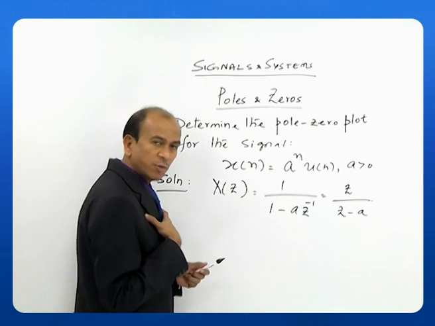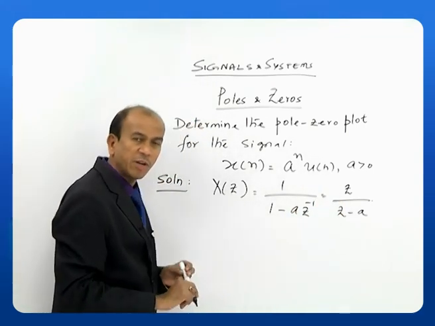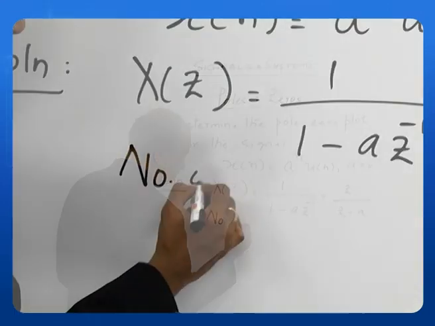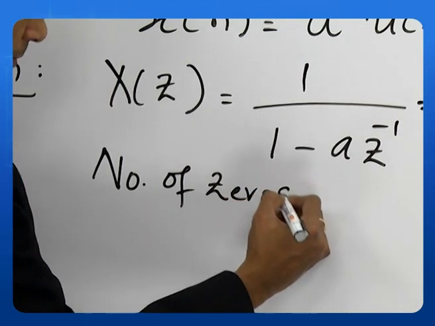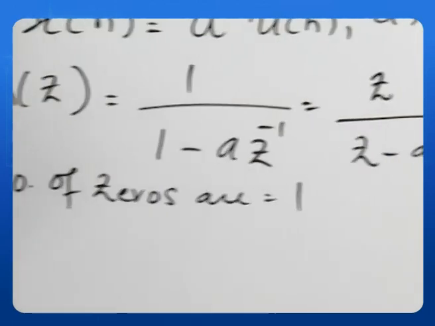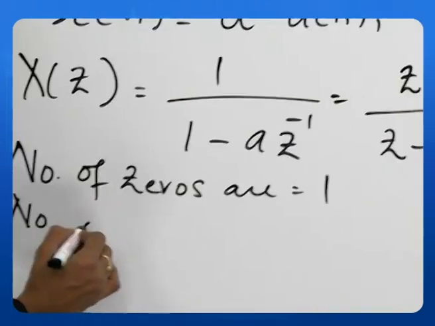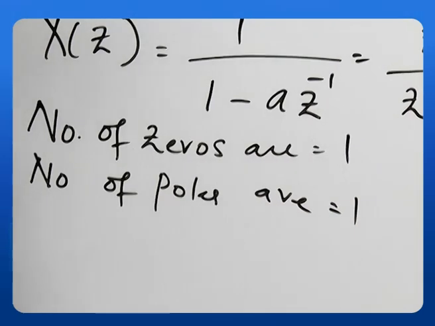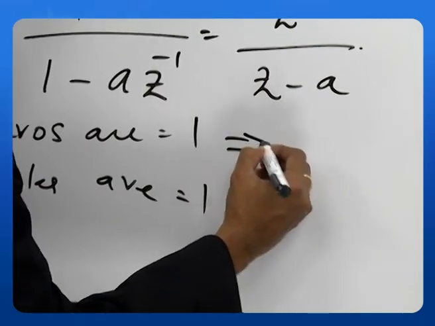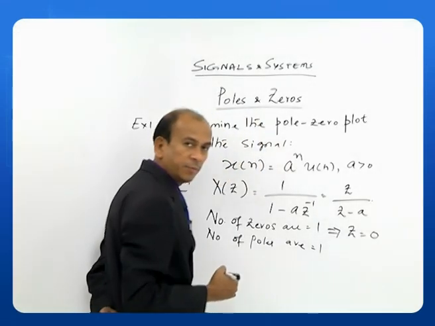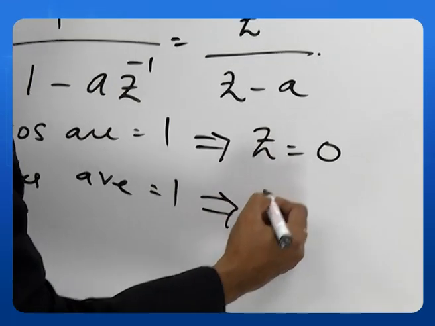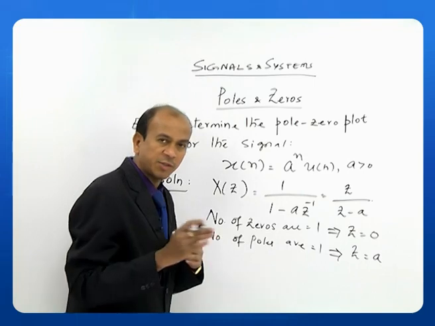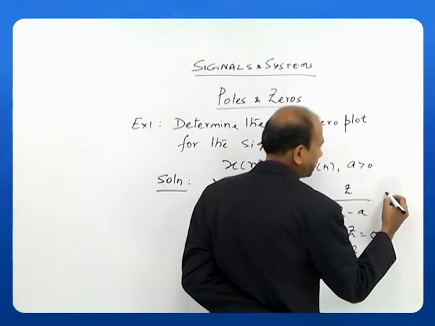Now our aim is to look at this equation and find out how many poles and how many zeros there are. The number of zeros is 1 and the number of poles is 1. So where do they lie? The zero lies at z equals 0 and the pole lies at z equals a. So let us plot this on the diagram.